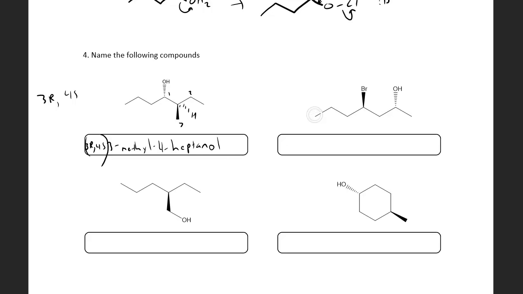All right, for the next we have 1, 2, 3, 4, 5, 6, 7 carbons again. So this again is going to be heptanol. The alcohol is the parent, so we're definitely going to start on this side and give that alcohol the lowest number possible. So this is going to be 2-heptanol. And we have bromine at carbon number 1, 2, 3, 4. So 4-bromo 2-heptanol.